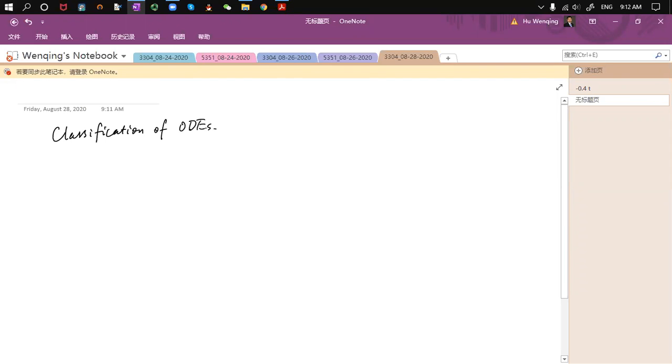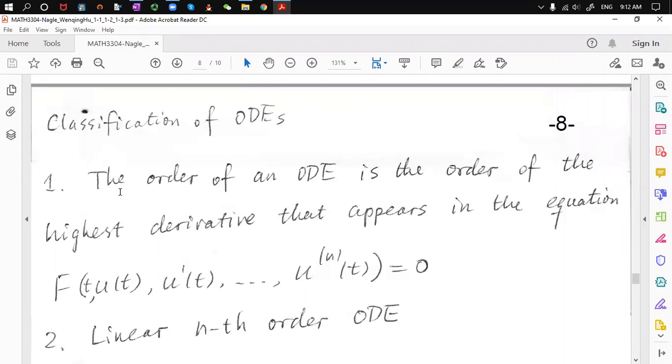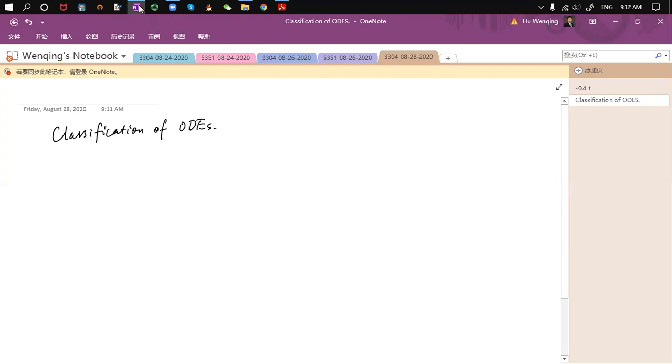Okay, so now how do you classify ordinary differential equations? Well, there are actually criteria to classify them. For example, the first notion is called the order of an ordinary differential equation, which is the order of the highest derivative that appears in the equation. In general, t is the variable and u of t is the function. Then an ODE typically takes the form where you use an expression to relate all the derivatives of u as well as the original variable to be equal to 0. That's a typical shape of an ordinary differential equation.